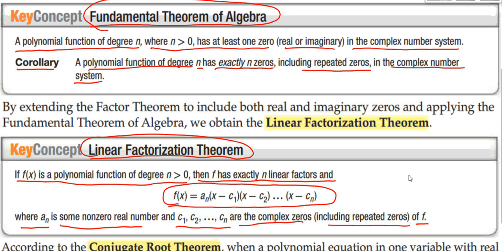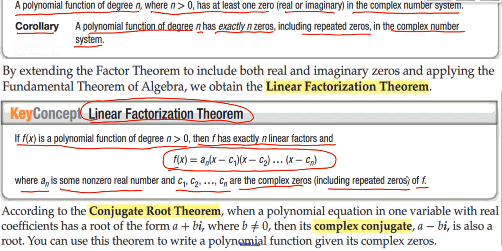Okay, moving along, then there's a conjugate root theorem, and that is if a polynomial equation has a root of the form a plus bi, then its complex conjugate a minus bi is also a root. And you can use this theorem to write polynomial functions given its complex roots. So not only that, if we're told one complex root, we're automatically going to know a second one as well. Again, pause this if you need to, and then we'll move on.